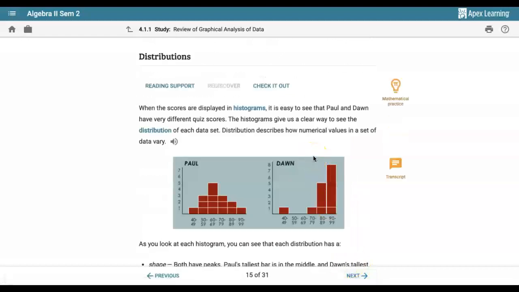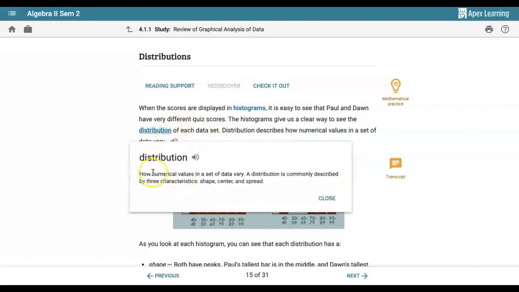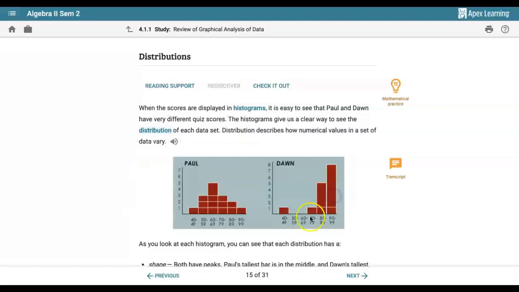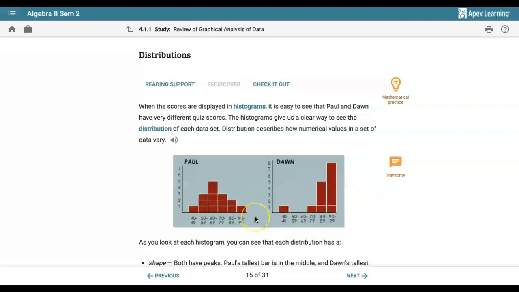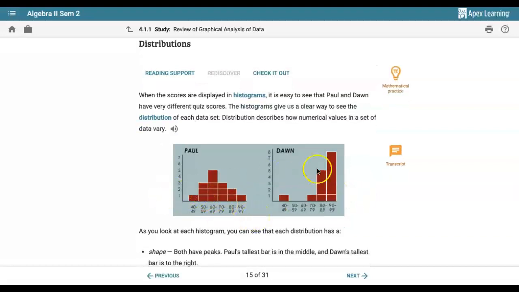When we look at their data, it looks very different, and the word we can use there is the distribution. If we click on the formal definition, it's how numerical values in a set of data vary. It's generally talked about with shape, center, and spread. So look at the distribution of data, how each data set looks.